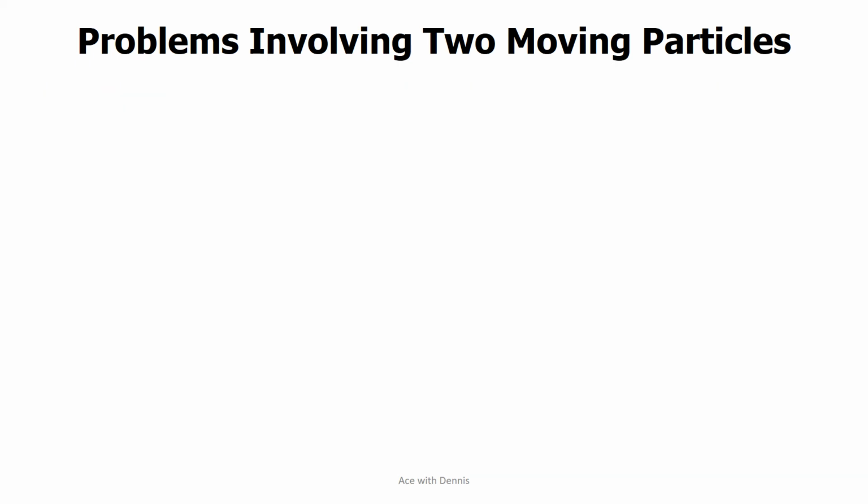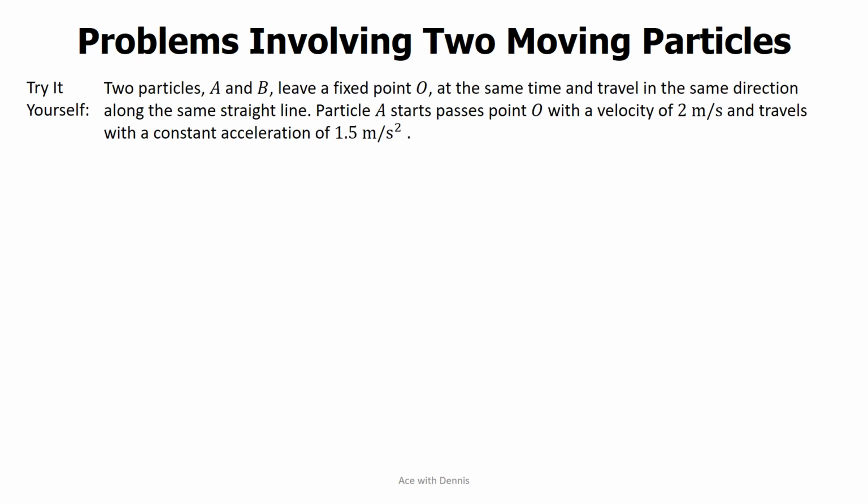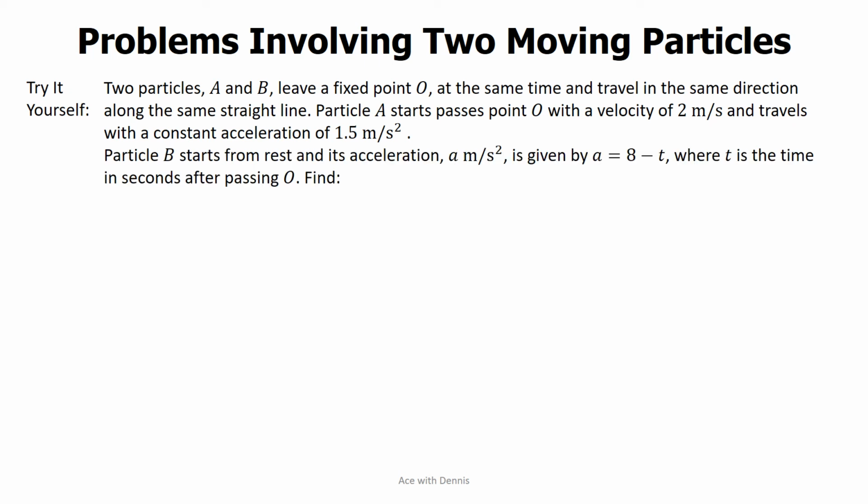Now, you can try this similar example yourself. Two particles A and B leave a fixed point O at the same time and travel in the same direction along the same straight line. Particle A passes point O with a velocity of 2 meters per second and travels with a constant acceleration of 1.5 meters per second squared. Particle B starts from rest, and its acceleration, a meters per second squared, is given by a equals 8 minus t, where t is the time in seconds after passing O.